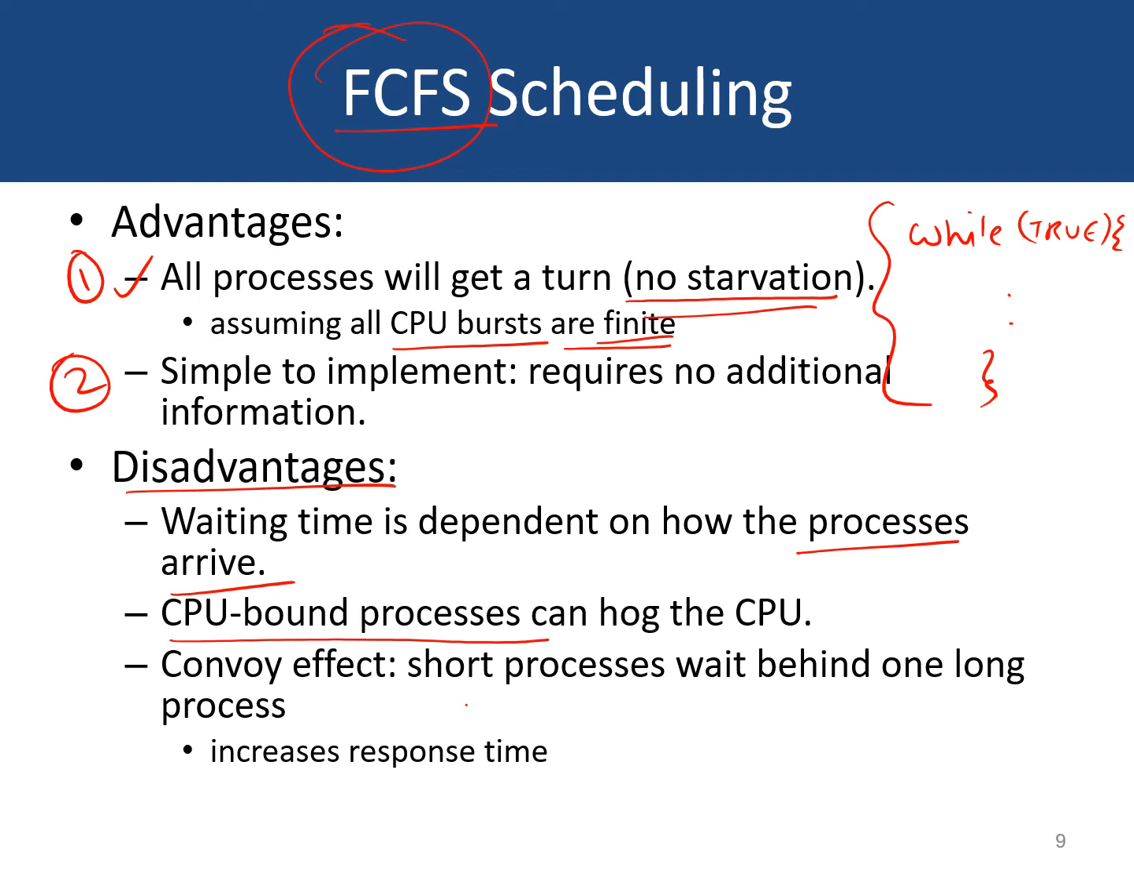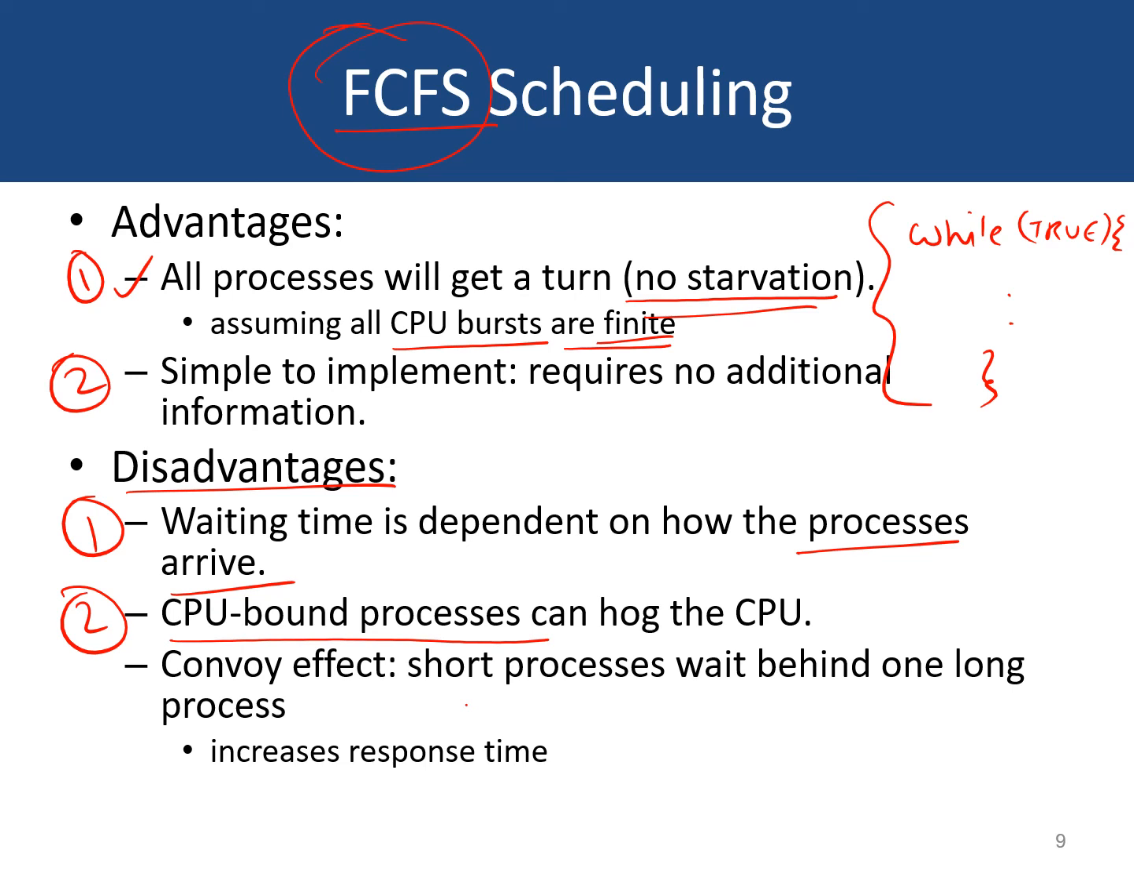So we have seen that FCFS is not very predictable, mainly because the waiting times vary largely depending on how the processes arrive, the arrival order of the processes. And we have also seen that CPU bound processes can hog the CPU in FCFS scheduling.